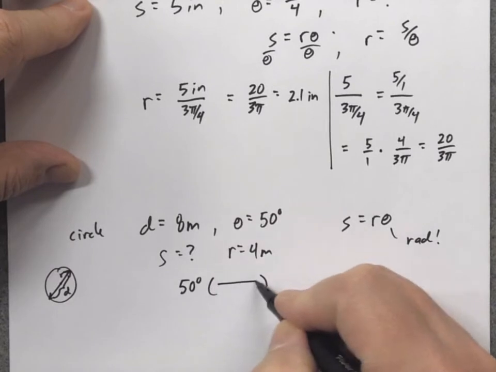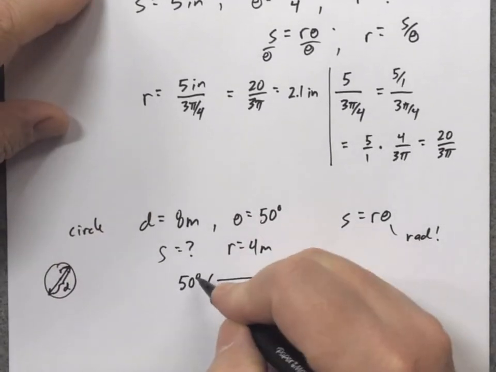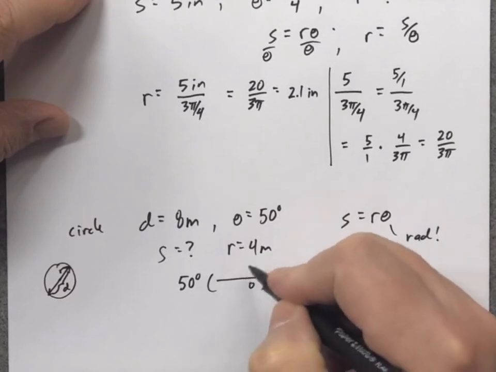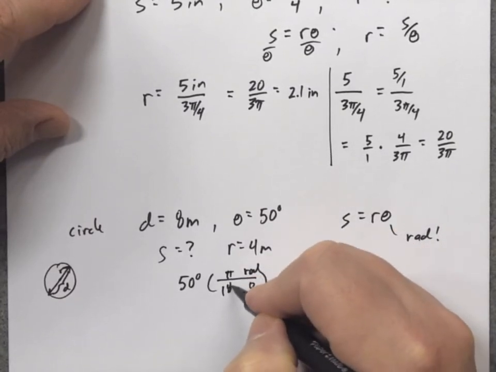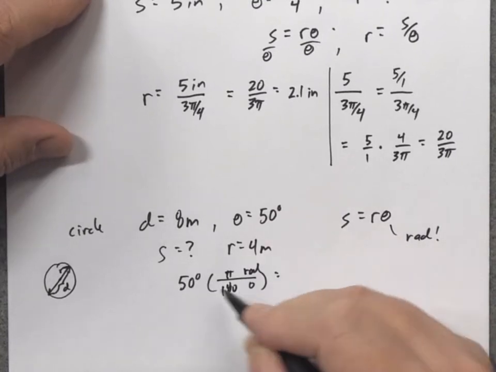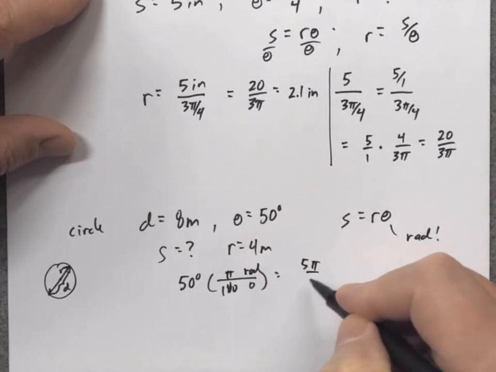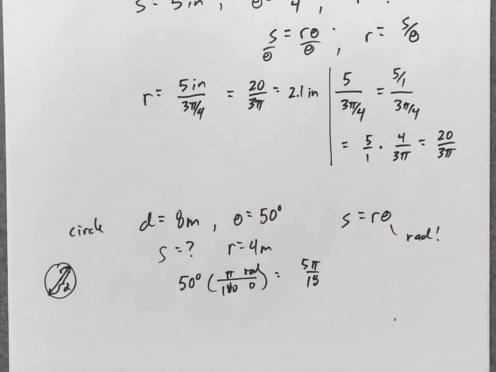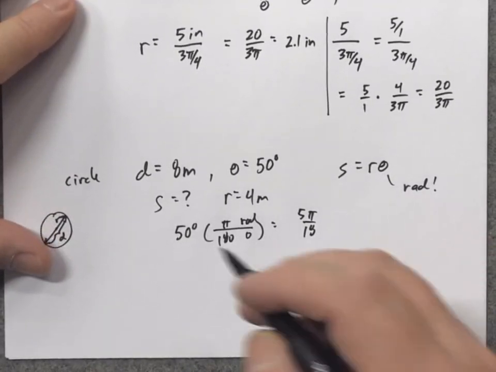Of course, we know already how to convert degrees into radians. So degrees on the top, degrees on the bottom, radians on the top, pi radians, 180 degrees. Basically, it's like 5 pi over 18. So now I think I actually have everything I need. I can finally use this formula.